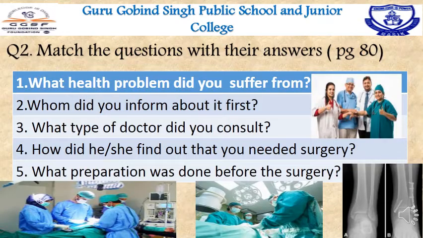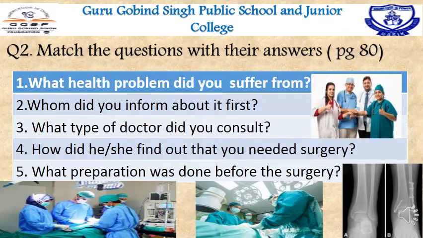Activity of the warming up section, that is, match the questions with their answers. It is on page number 80 from your textbook. Children, the first question here is, what health problem did you suffer from? You have to match your answer from column B. For this the answer is, I had fractured my ankle while playing hockey. Then the second question, whom did you inform about it first?